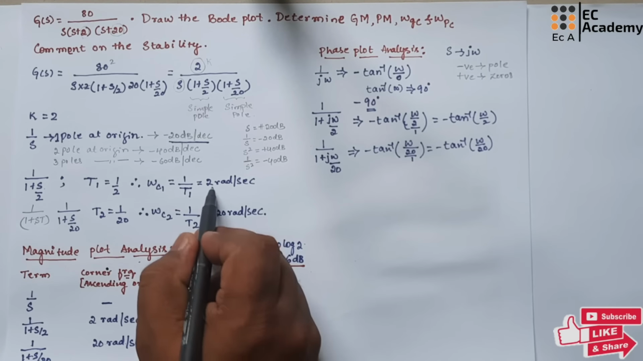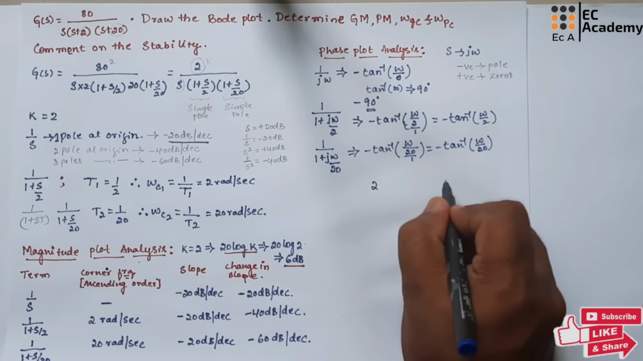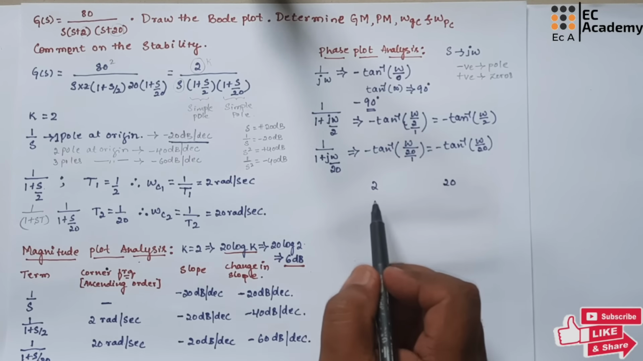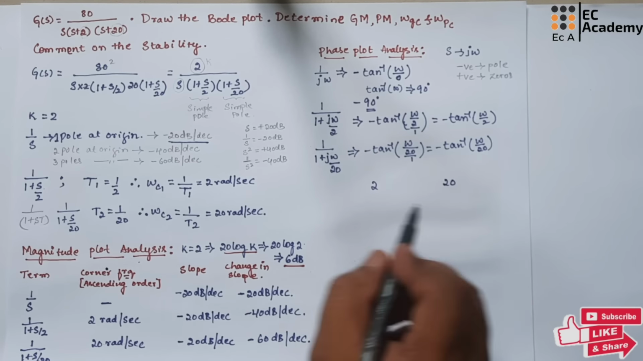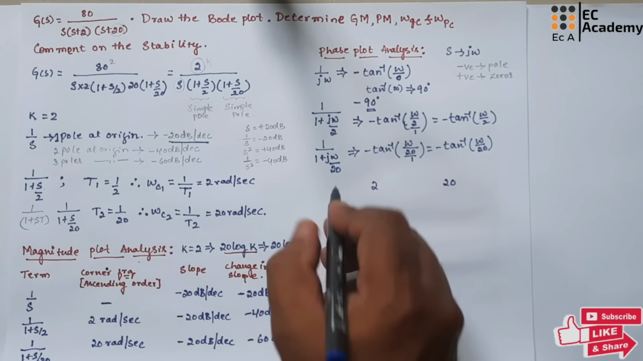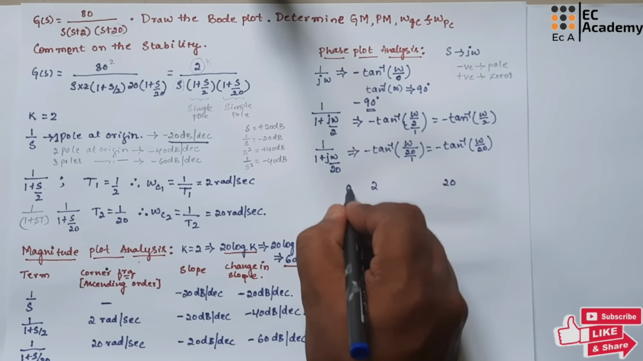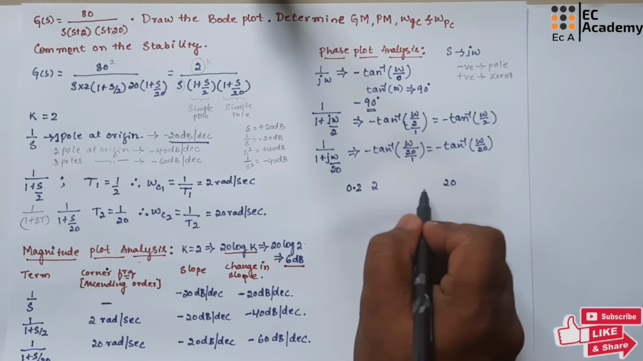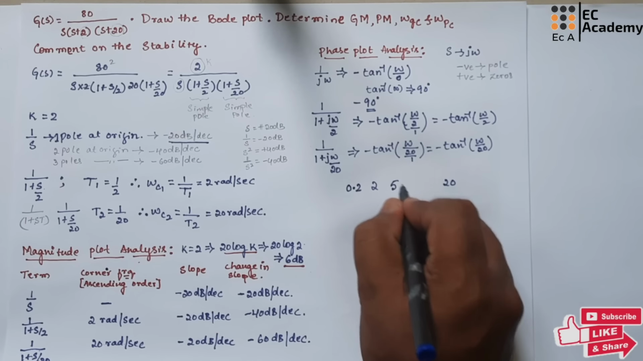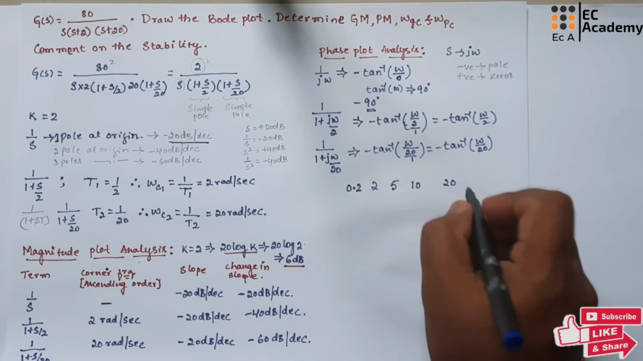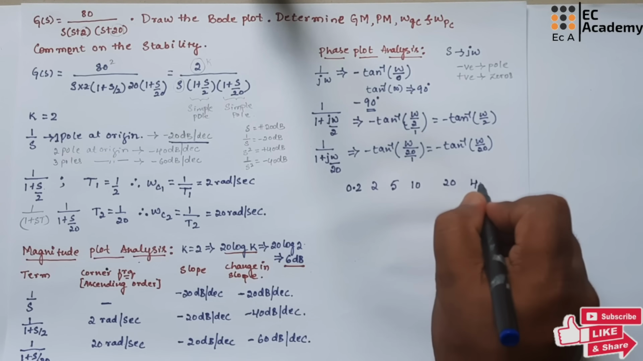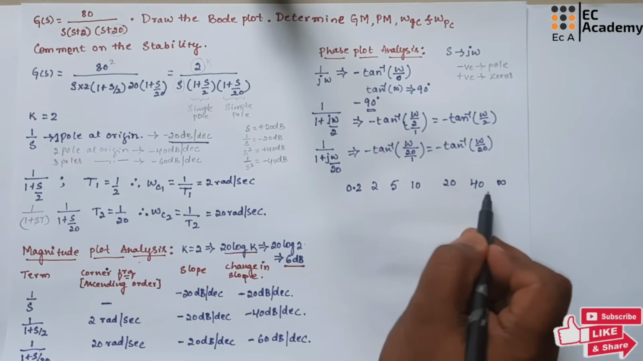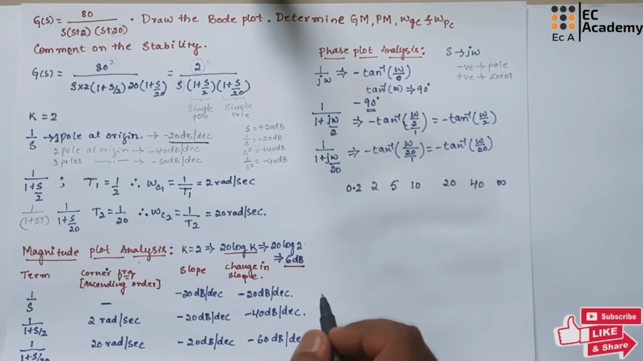We have two frequencies here, which are 2 and 20. So to plot the phase analysis, we require some more frequencies. That's why, before 2 we can take a smaller frequency. We can start from 0.2, and in between we can take a few frequencies like 5, 10 radians per second, then 20. After 20 we can take 40, then it can move up to infinity. So for all these frequencies we will find the phase value.